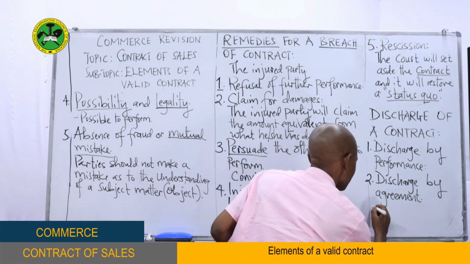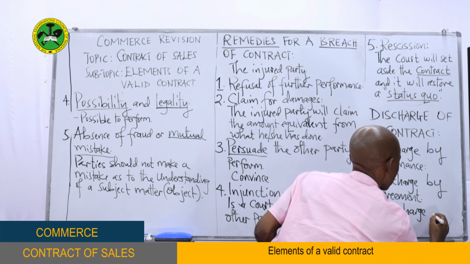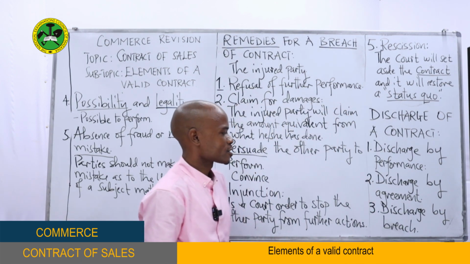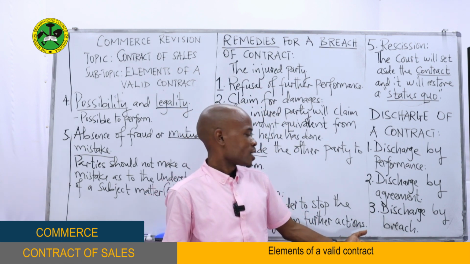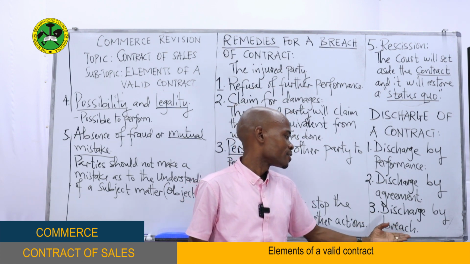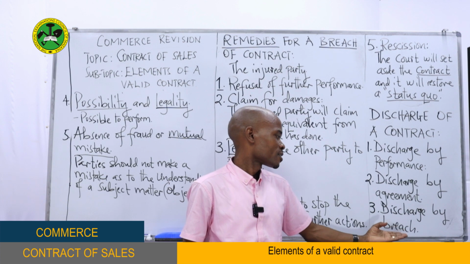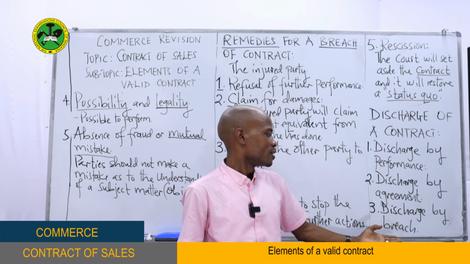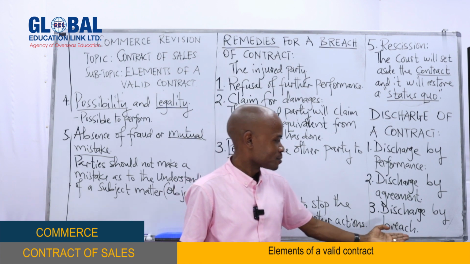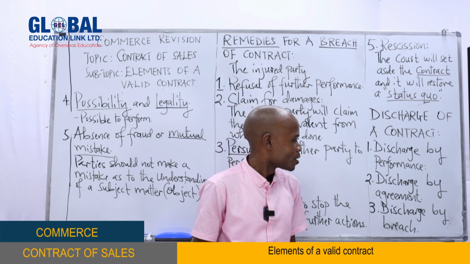Then the third one, discharge by breach. Discharge by breach. So as I have said before, this happens when one of the parties has not fulfilled his or her obligations. As a result, the other party may decide to discontinue with the contract, as we have seen before. So one of the parties may decide because the other party has failed to fulfill his or her obligations.